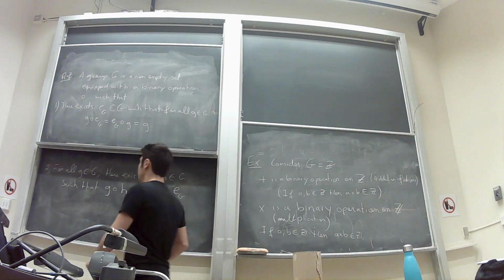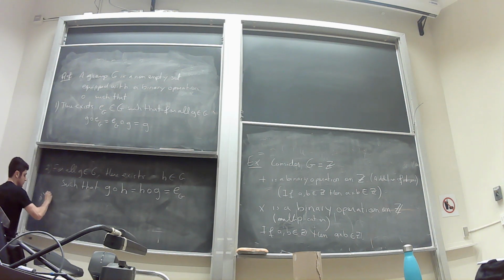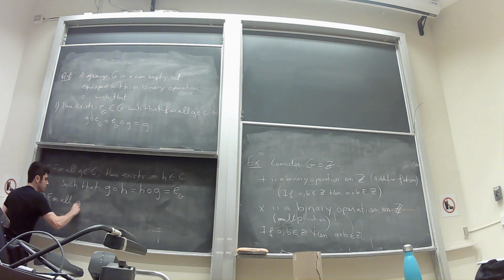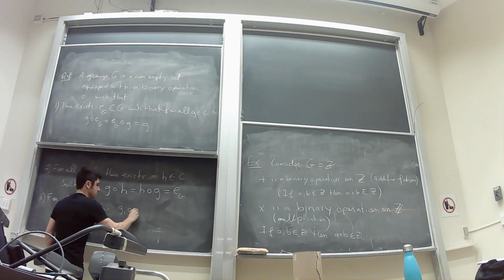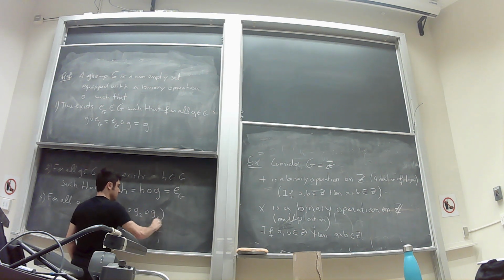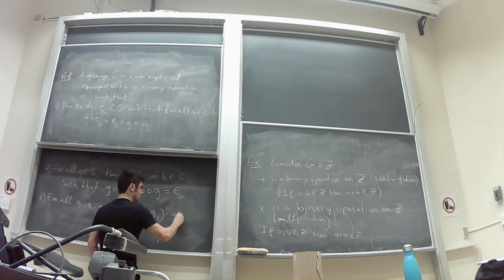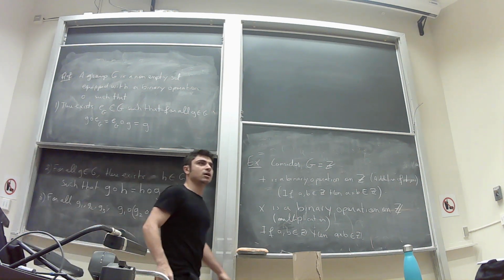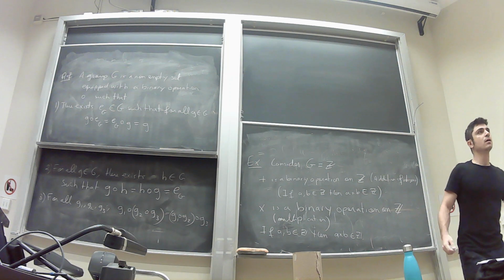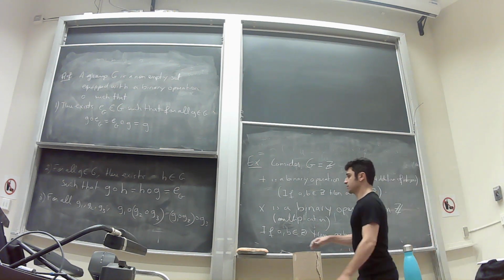Okay? And 3. For all G1, G2, G3, G1 circle G2 circle G3. Okay? I mean, these axioms or these properties look a bit weird, right? Let's try to check.